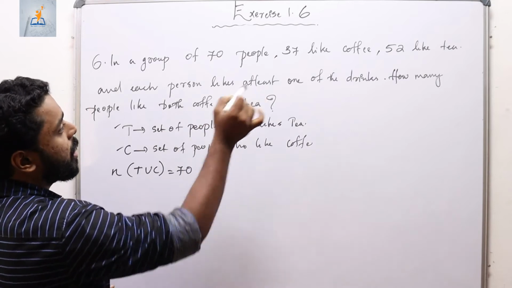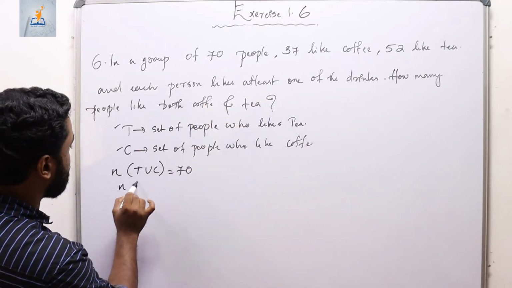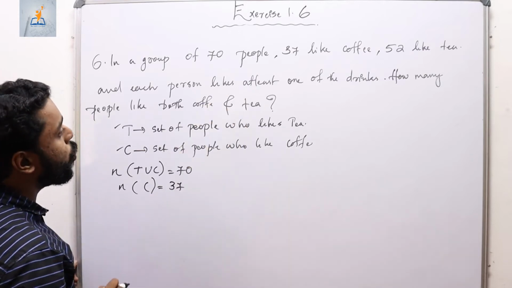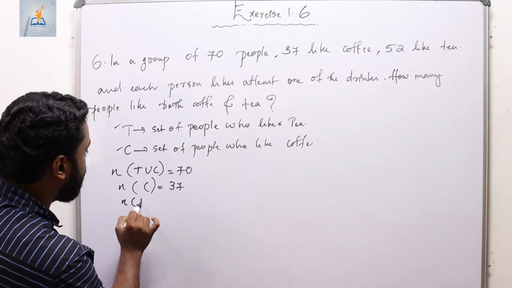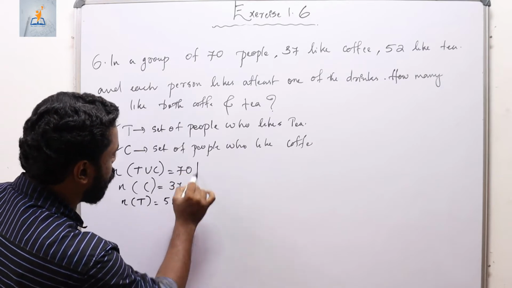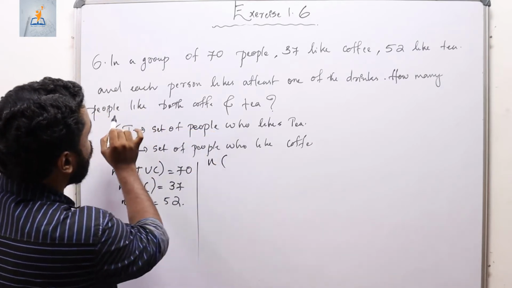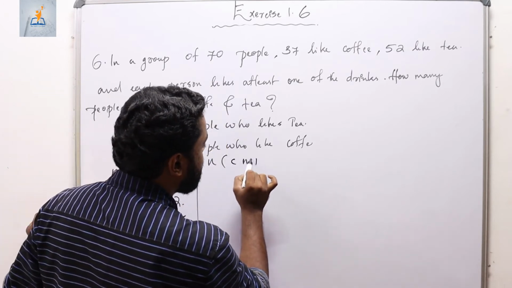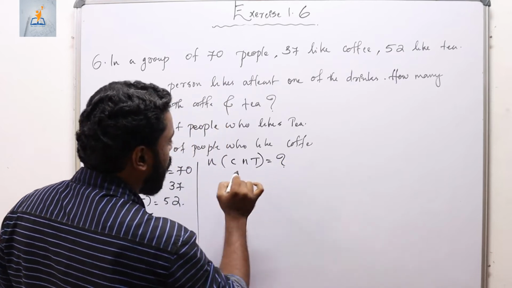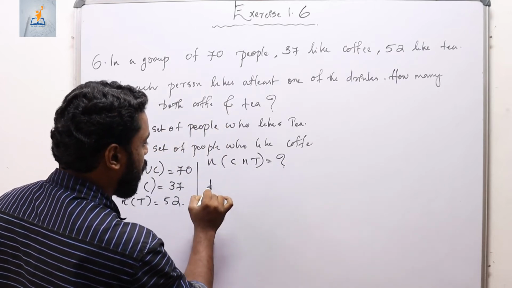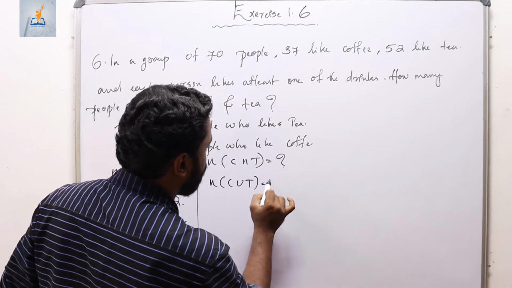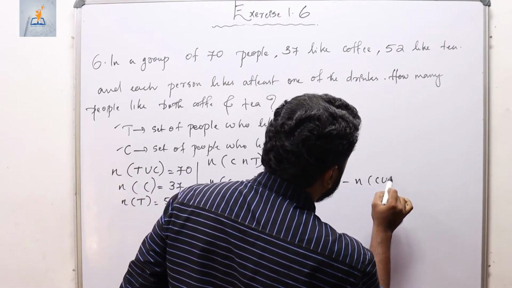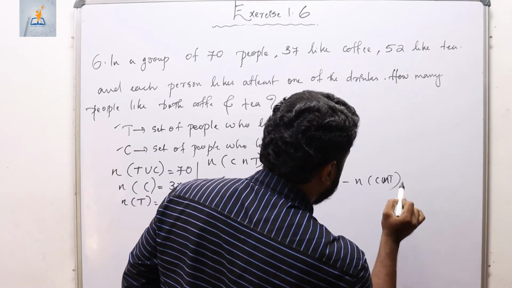Okay. Now 37 like coffee, which means that n of C is equal to what? 37. Now 52 like tea, which means that n of T is equal to 52. Now we have to find the number of those who like both coffee and tea, which means that n of C intersection T has to be found out. Now we know the equation: n of C union T is equal to n of C plus n of T minus n of C intersection T, isn't it?